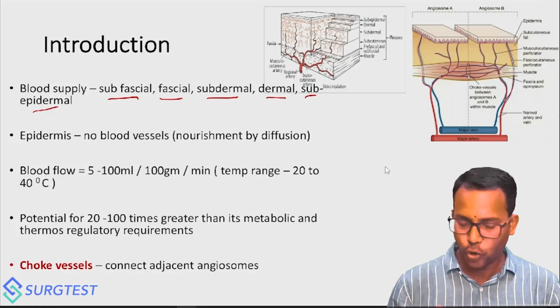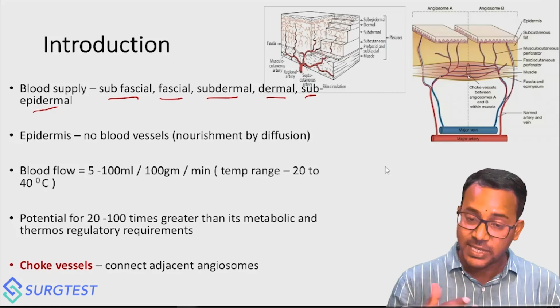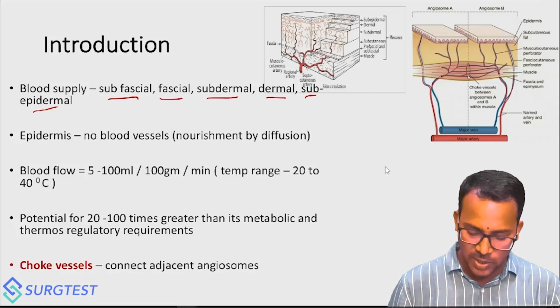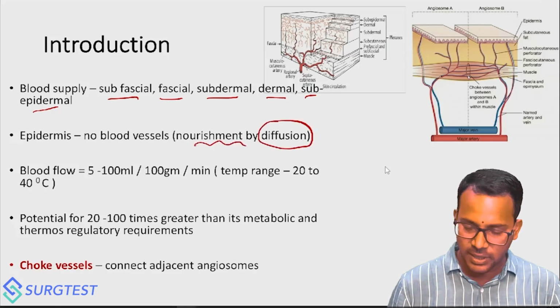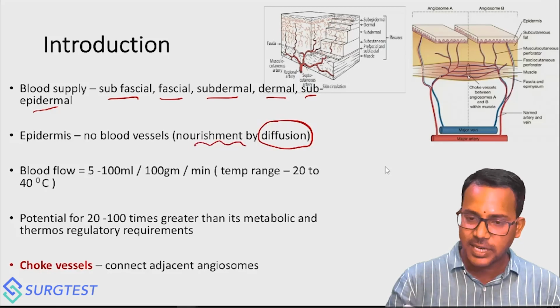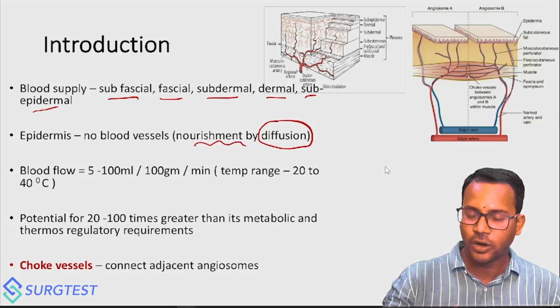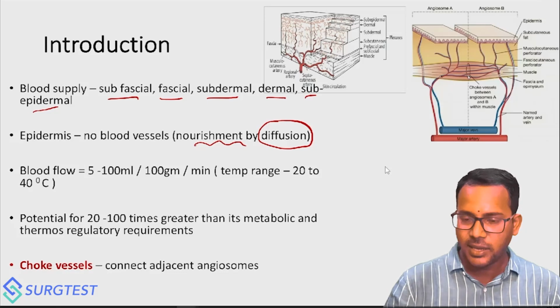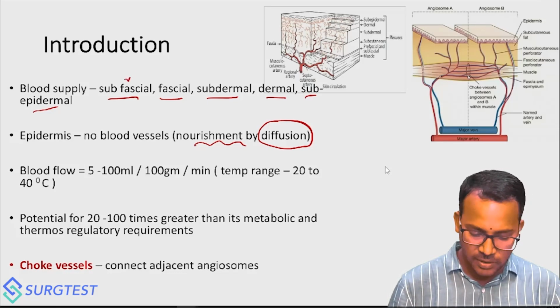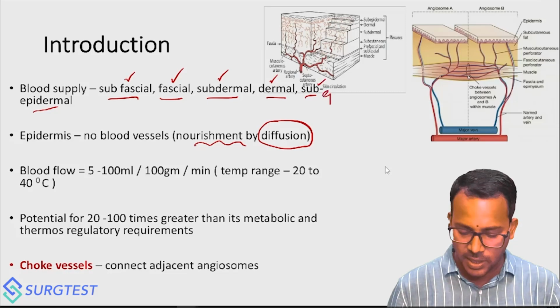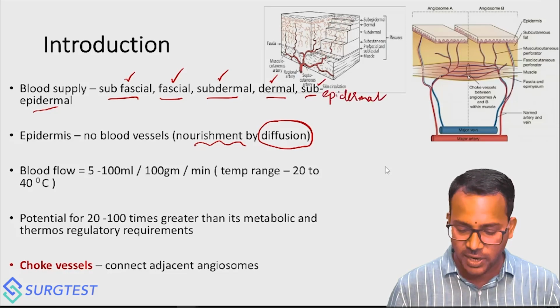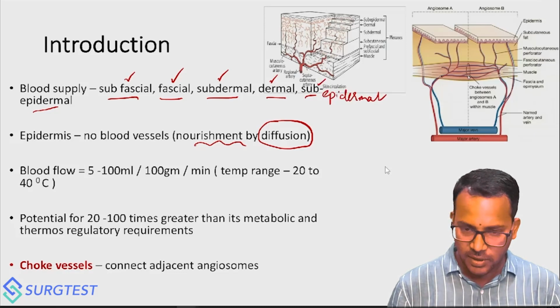The epidermis has no blood supply of its own, no blood vessels of its own. So the nourishment of the epidermis is entirely dependent upon diffusion. What you have to understand and remember here are the various steps, or the various ladder upon which the blood vessels ramify, ultimately supplying the epidermis. They are the subfascial, followed by fascial, followed by subdermal, followed by dermal, and then lastly subepidermal. This is very much evident in the diagram that I have put here.